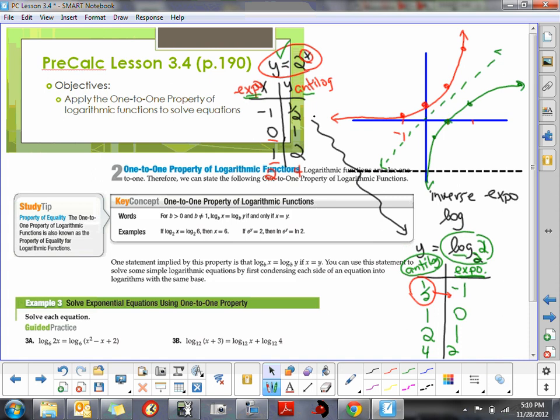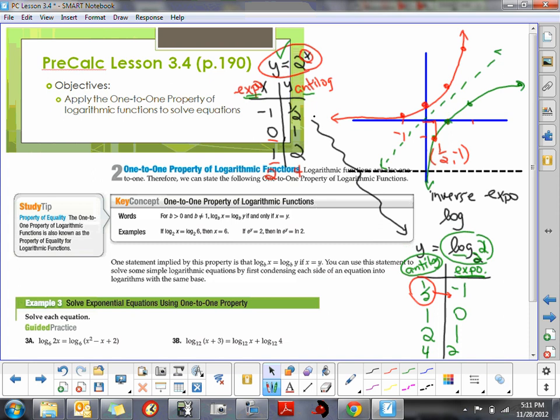So if I have an antilog of 1/2, which means I'm going to come over here 1/2 unit to the right, then there's got to be just one and only one exponent that I can raise 2 to get that, which is -1. So that's why the ordered pair (1/2, -1) is on our graph.